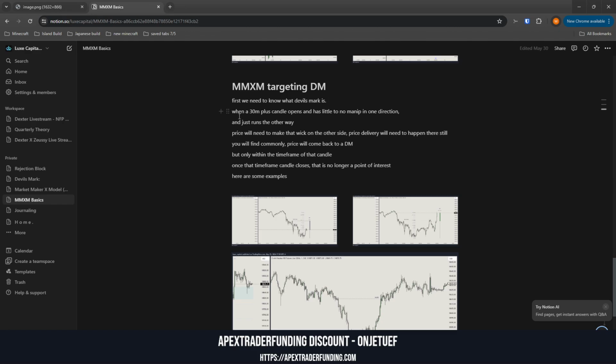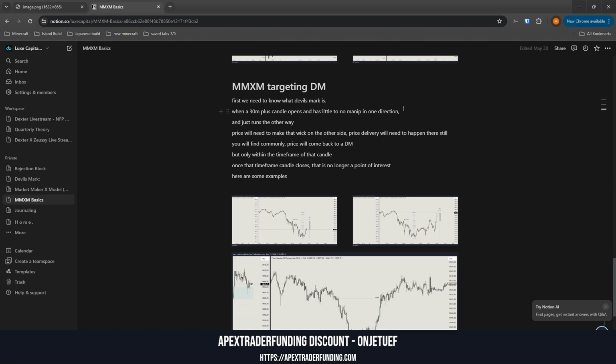So when a 30-minute plus candle opens and has little to no manipulation in one direction. I really don't look at the 30-minute candles. Mostly, actually, I pay attention to the 4-hour candles. You can use power of 3 on any time frame. It's kind of pointless when you get too low in the time frames, but a 30-minute power of 3, 1 hour power of 3, 4-hour power of 3, those are all good time frames where you could actually find something happening.